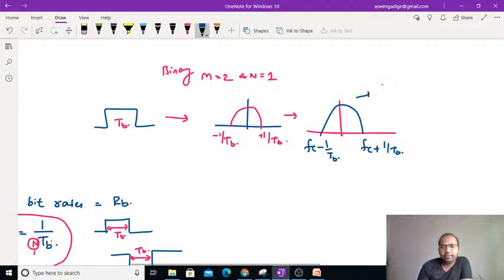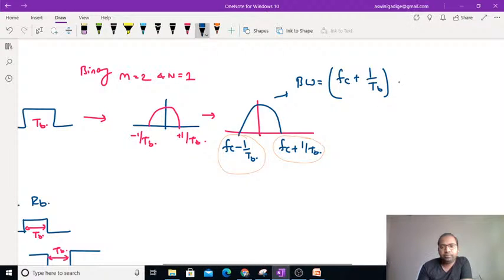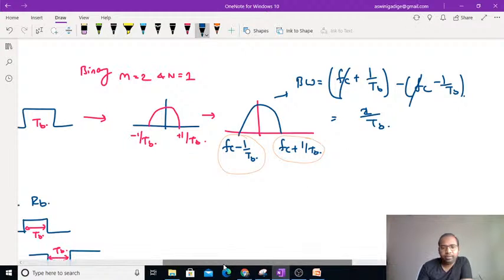Now for this signal, bandwidth can be taken as the upper cutoff frequency minus the lower cutoff frequency. If I subtract these two, the FC terms cancel, and I will get 2 divided by TB. Correct? I will get 2 divided by TB. Fine. So the bandwidth I got is 2 divided by TB.